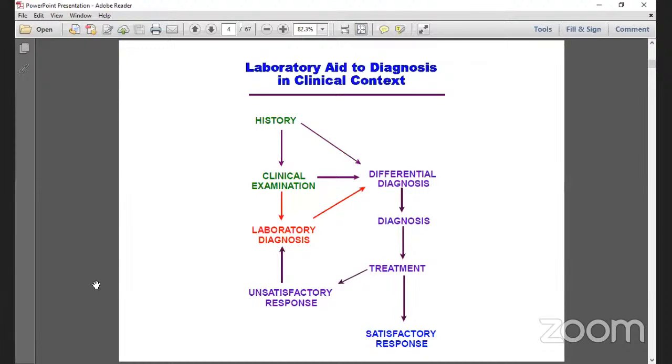Can we see the laboratory diagnosis, where clinical chemistry is a part of the laboratory diagnosis. So from here, together with the history, the clinical examination, and also the laboratory diagnosis, we can go to differential diagnosis and come up with diagnosis and later on for the treatment.